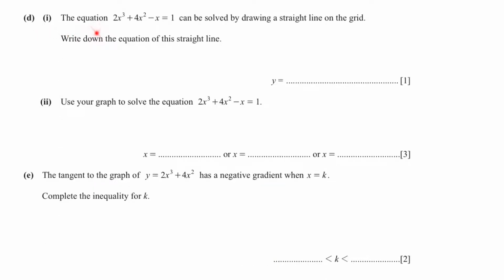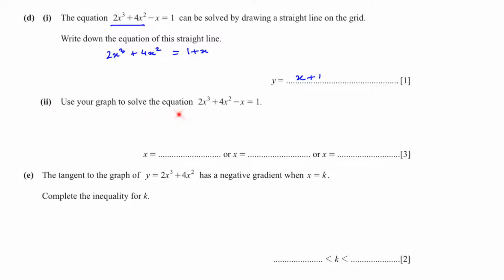D1. The equation 2x cubed plus 4x squared minus x is equal to 1 can be solved by drawing a straight line on the grid. Write down the equation of this straight line. The equation which we were given in the beginning was 2x cubed plus 4x squared. So what is extra on this side? Negative x. Bring it to the other side and you will have 1 plus x, or we will write y is equal to x plus 1.